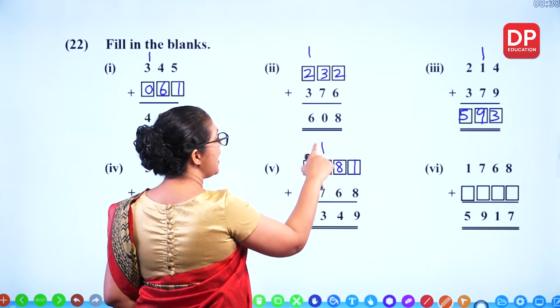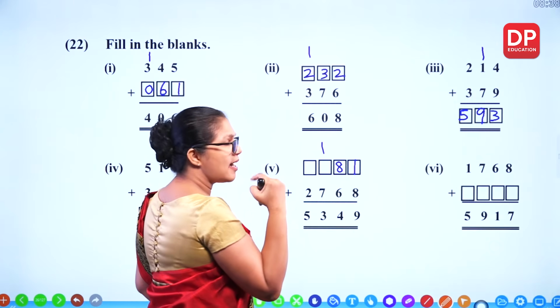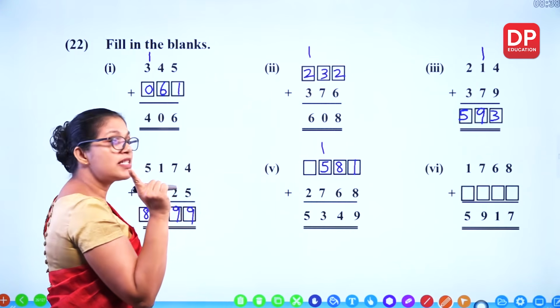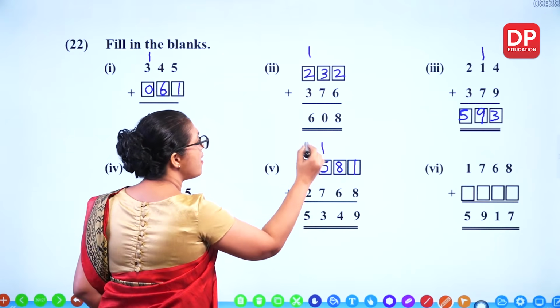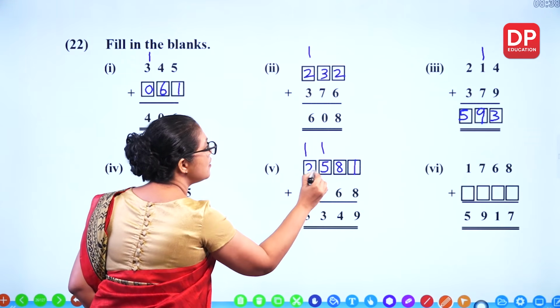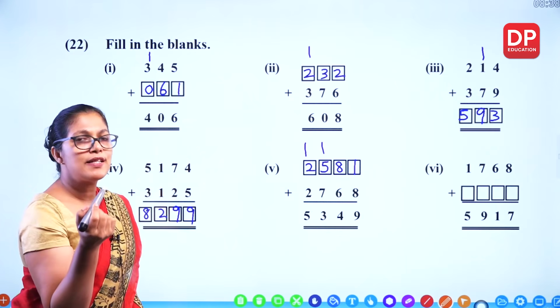Now 7 and 1, 8. How do you get 3? 8 plus 5, 13. So 1 already there. So 2 plus 1, 3. You need to add 2 to get 5.